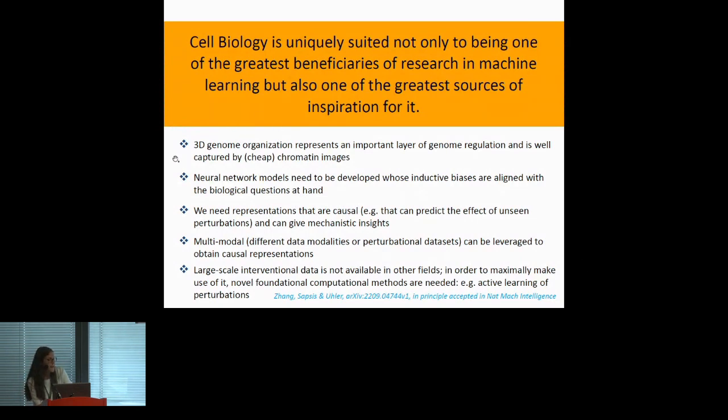And I wanted to highlight how much information is actually in the 3D genome organization, even just represented by cheap chromatin images, not even using Hi-C data, etc. Just these very cheap chromatin images already contain all this information.